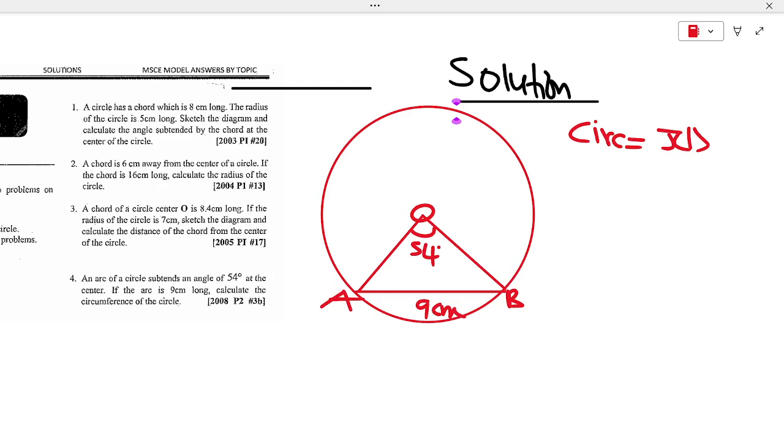You have to find the size of the chord, and the distance from the center that is perpendicular, so I have to find that distance, half. If you get that line, we'll be able to get the radius.